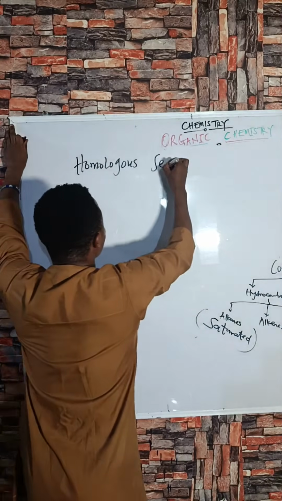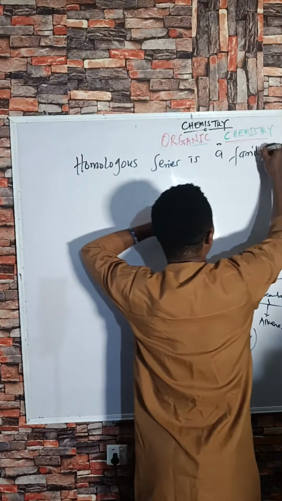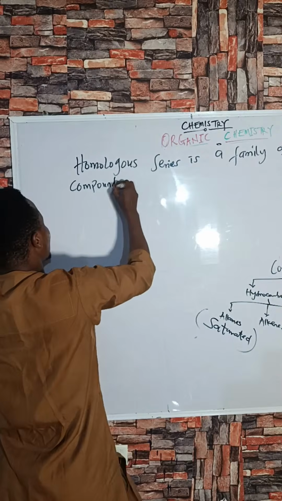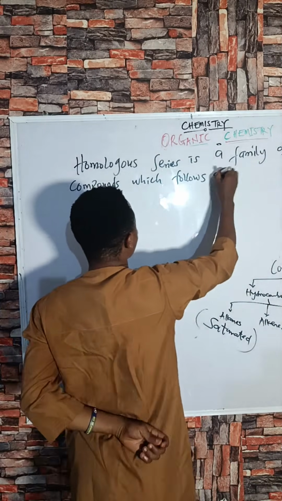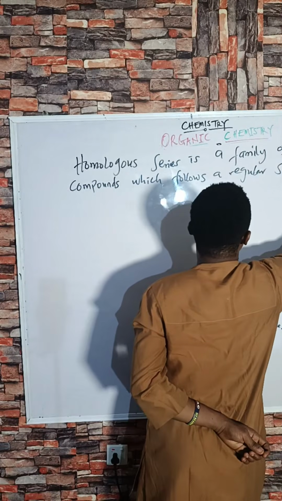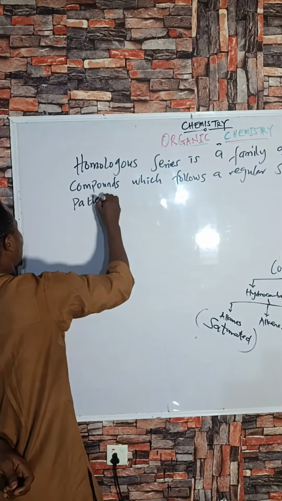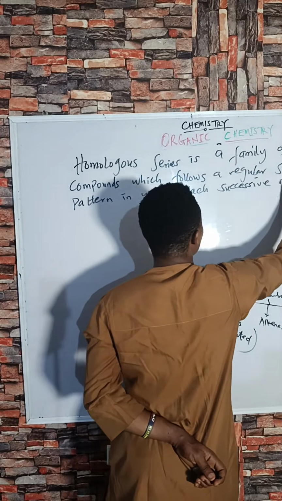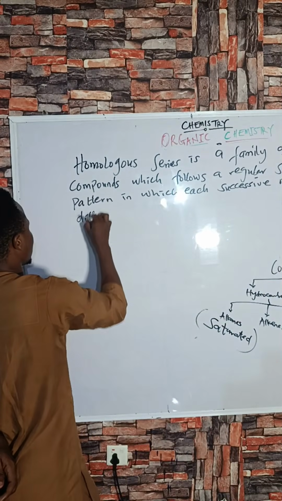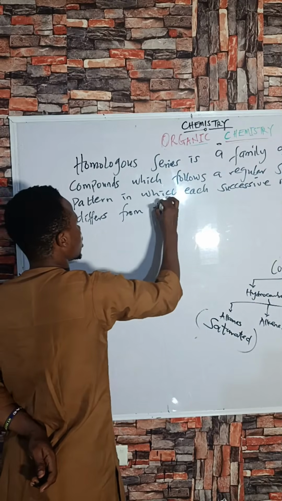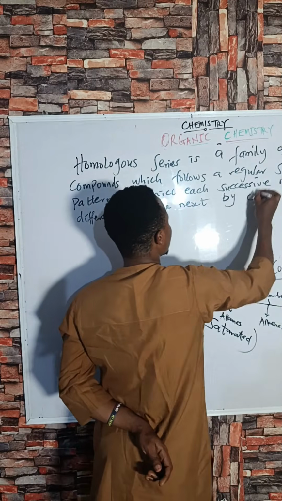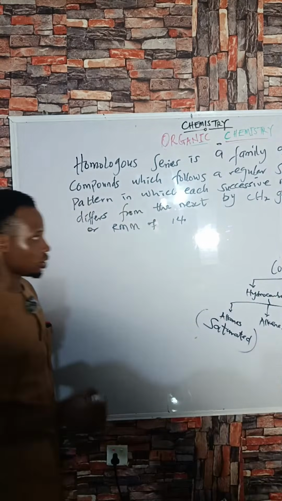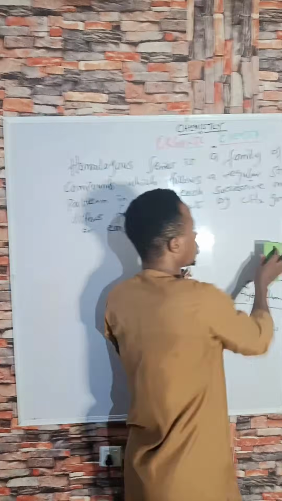We say homologous series is a family of organic compounds which follows a regular structural pattern in which each successive member differs from the next by a CH2 group or relative molecular mass of 14.